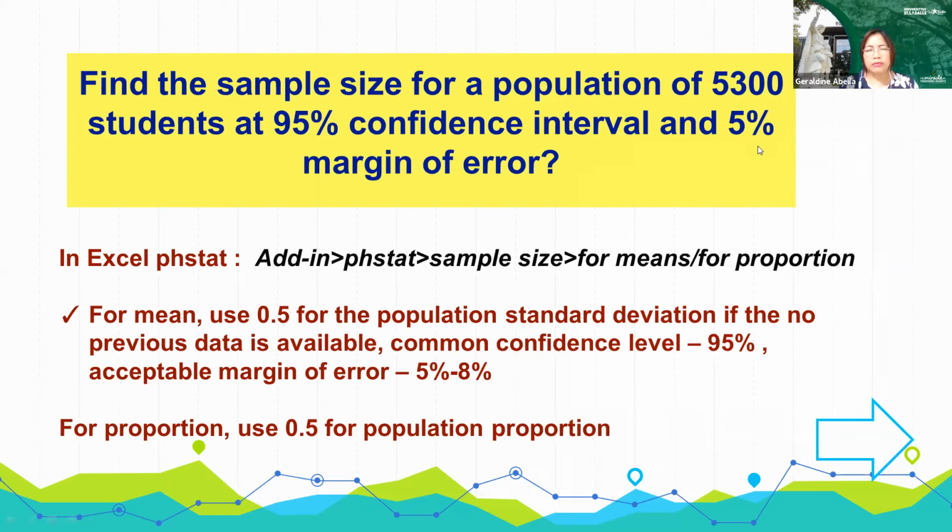Now, the acceptable values for margin of error is 5% to 8%. For the population standard deviation, if it is known, you may use it, or you can use data from a previous study. But again, if the data is not available, use 0.5.